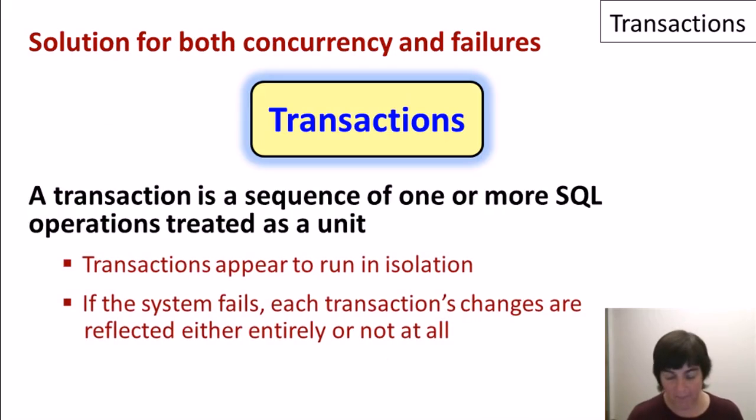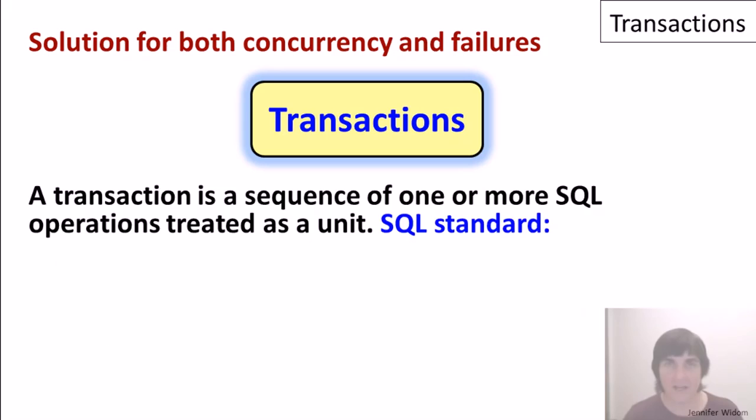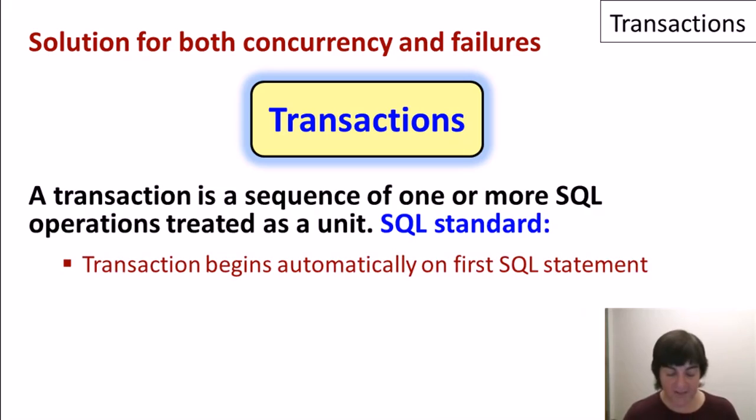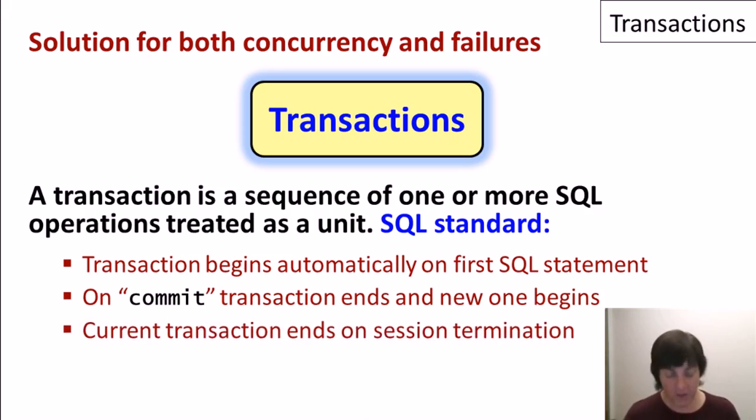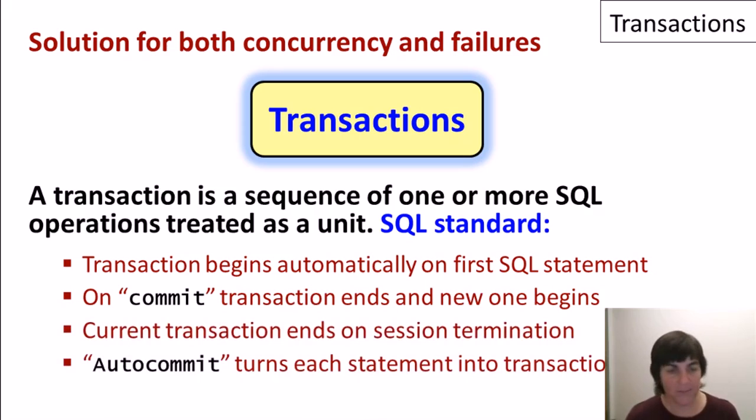So overall, a transaction is a sequence of one or more operations that are treated as a unit. Specifically, each transaction appears to run in isolation, and furthermore, if the system fails, each transaction is either executed in its entirety or not at all. In terms of the SQL standard, a transaction begins automatically when a SQL statement is issued by a client to the database. When the commit command is issued, that's a special keyword, the current transaction ends and a new one begins. The current transaction also ends when a session with the database terminates. And finally, there's a mode called auto commit, and in this mode, each SQL statement is executed as a transaction on its own.